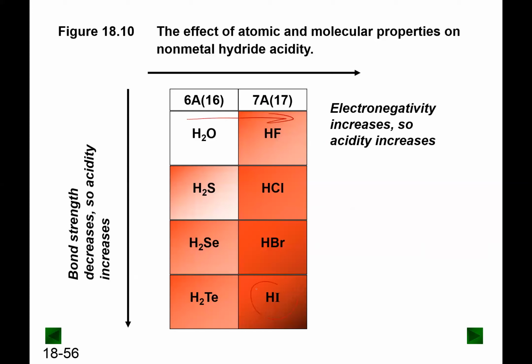So HI is a stronger acid than HCl because of the size of I. I is quite a bit larger, and the HI bond is therefore longer than the HCl bond. And so HI is a stronger acid. Now, we also see here that as we go down, we get acid strength increasing in the next group over as well. So H2O is the weakest acid, but H2S is a stronger acid, and so forth. You see acid strength increasing as you go down.